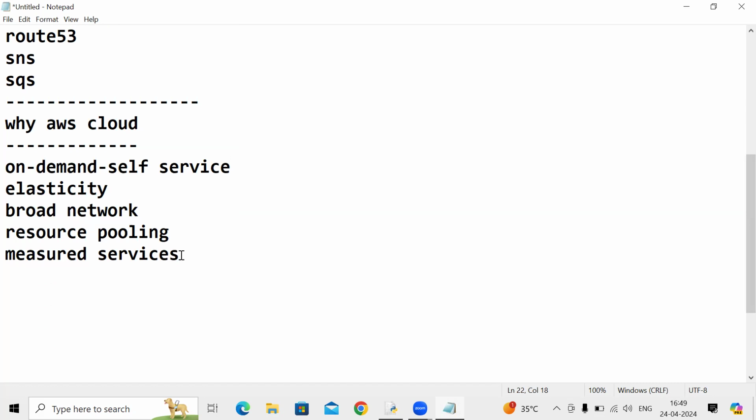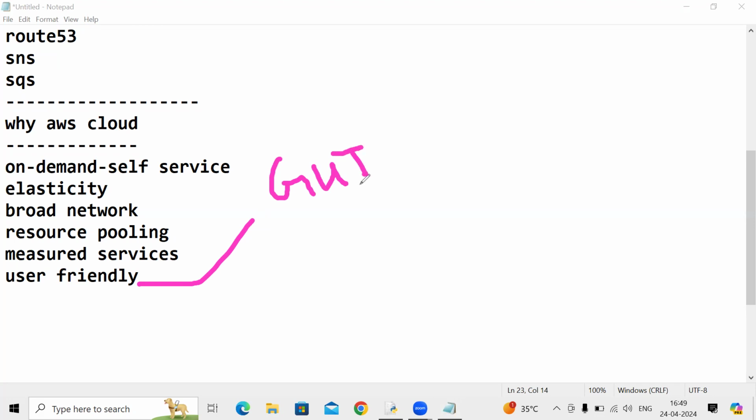And it is user friendly, guys. AWS is user friendly. User friendly is nothing but GUI mode. GUI is nothing but graphical user interface, guys.